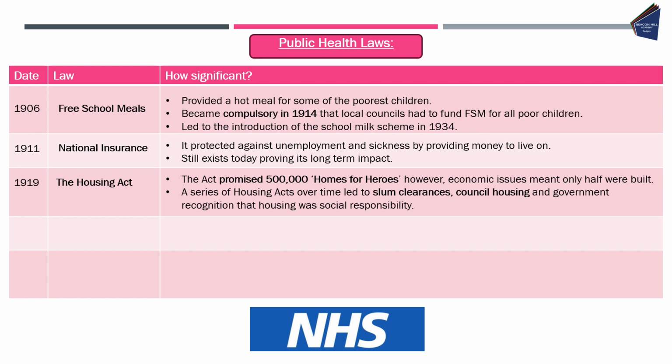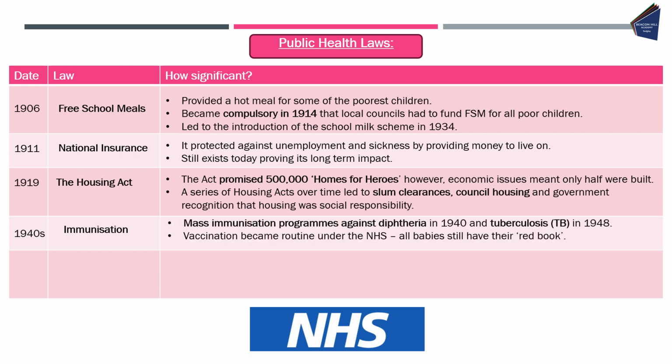In the 1940s, we see the immunisation programme. Again, this is something that you will have all gone through. You'll have had injections when you were younger, something that continues today. The mass immunisation programmes against diphtheria started in 1940, and for tuberculosis, or TB, started in 1948. So vaccination became routine under the NHS.